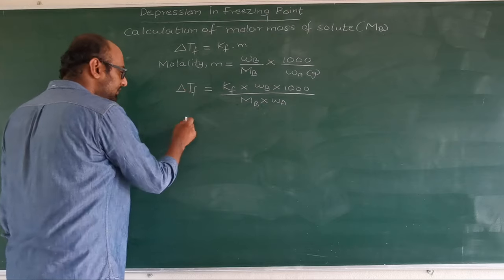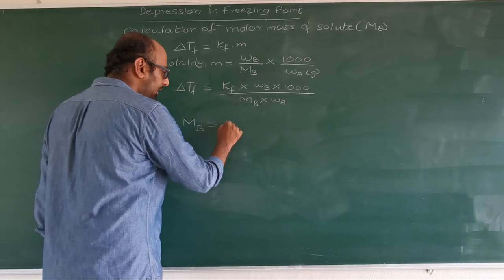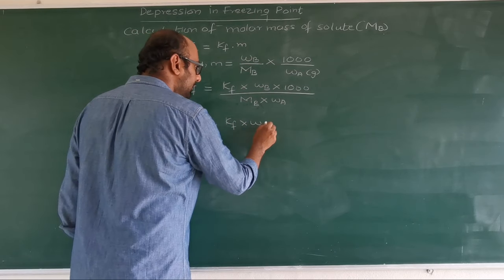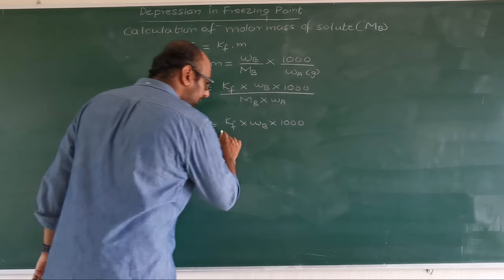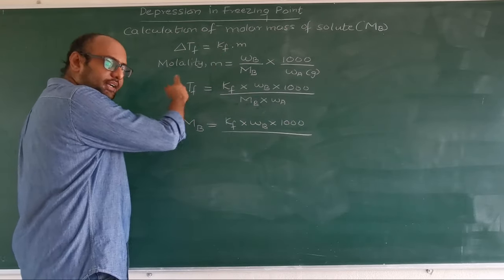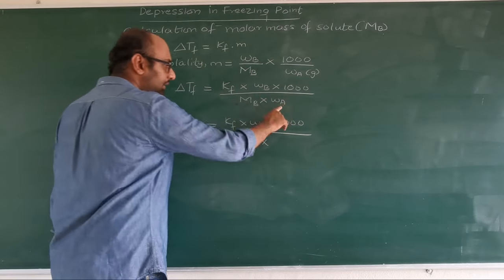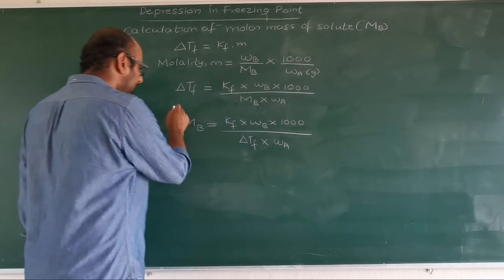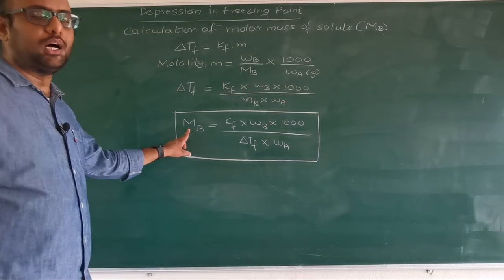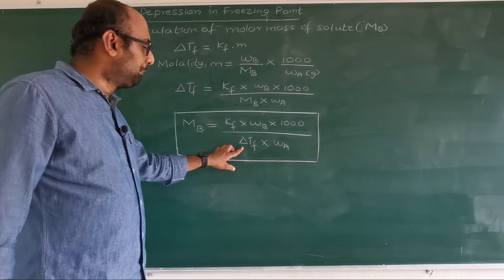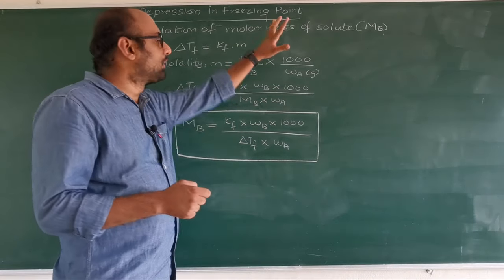So when MB comes to this side, we have MB equal to KF multiplied by WB into 1000, divided by delta TF multiplied by WA, which is remaining here. So this is the mathematical expression for the calculation of molar mass of the solute using depression in freezing point. Yesterday also you derived an expression for molar mass of the solute.